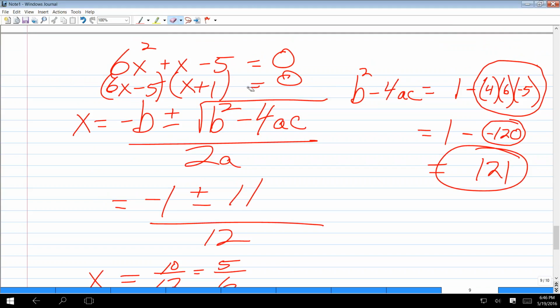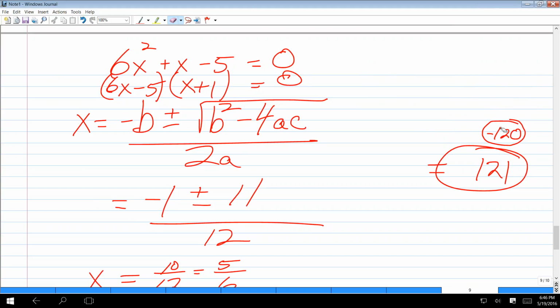Notice that if I'd have known that was the factor, I had my answer instantly. I didn't have to do any of this discriminant stuff. I didn't have to plug it into the quadratic formula. I didn't have to do all the heavy lifting if I knew that that was true right away.